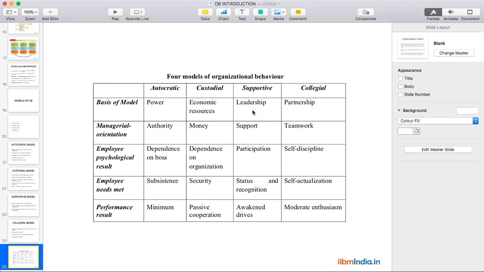Even supportive is also good. It depends on the dynamics of a company, which model may suit. For example, a sales and marketing company might have a different dimension to manage their organization, because the work pressure and the sales targets are an altogether different concept. The service sector might have different dynamics of working in the company.